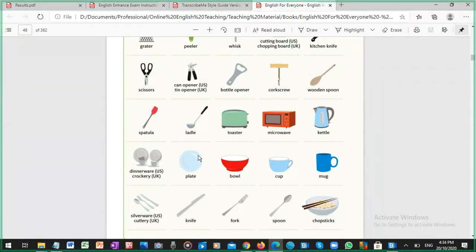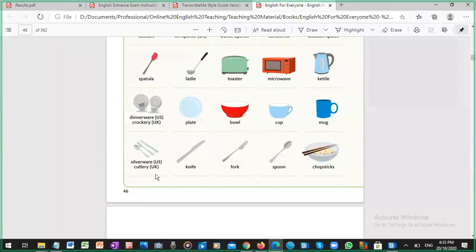The next one, plate. Well done. This one, bowl. Well done. This one, cup. The next one, a mug. Well done.